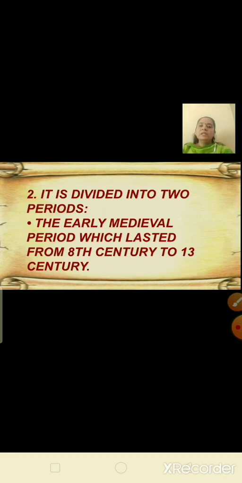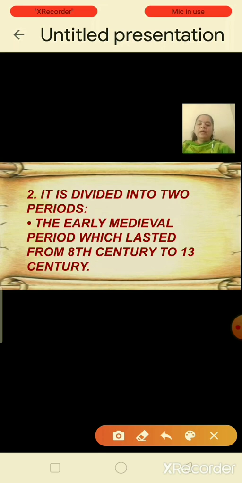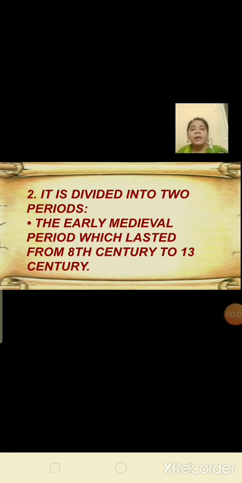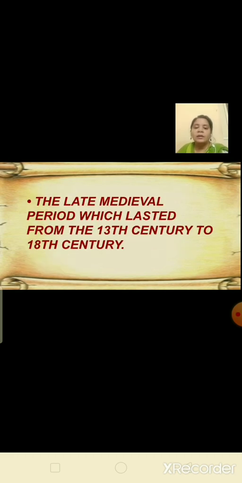Now, children, this period is divided into two periods. Medieval era is divided into two periods. Children, the medieval period is divided into early medieval period and late medieval period. So, basically it is divided into two periods. The early medieval period stretched from the 8th to the 13th century. Children, the late medieval period lasted from the 13th to the 18th century.